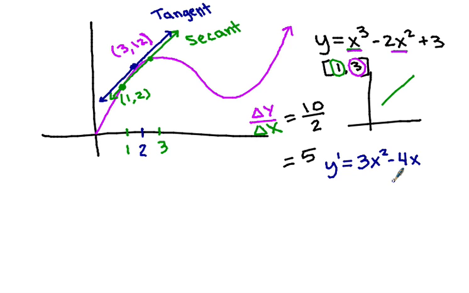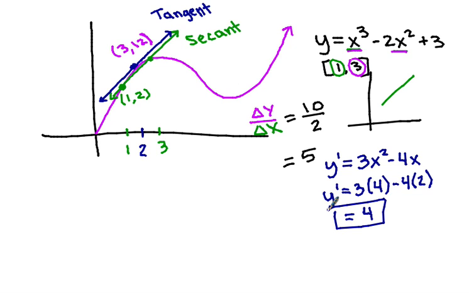So here's my first derivative, and then I want to evaluate the instantaneous rate of change at 2. Let's say that's what it is between 1 and 3. I can plug in 2 for my x value. So my instantaneous rate of change is going to become 3 times x squared, which would be 3 times 4, minus 4 times my x value, which was 2. And so I'll end up with 12 minus 8, which is 4. Okay? And so my perfect instantaneous rate of change is actually 4.